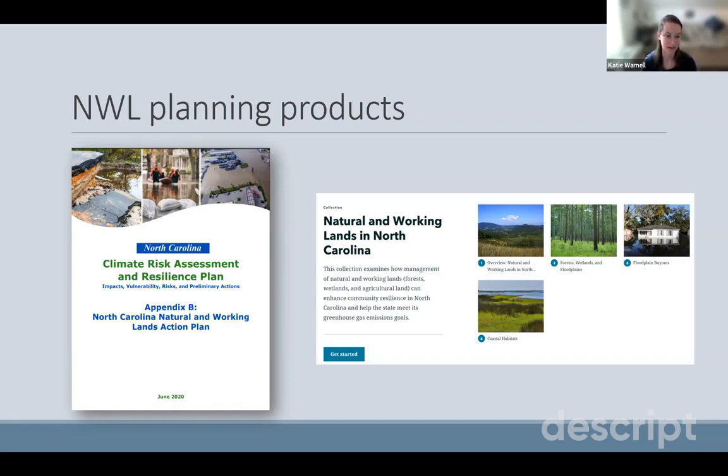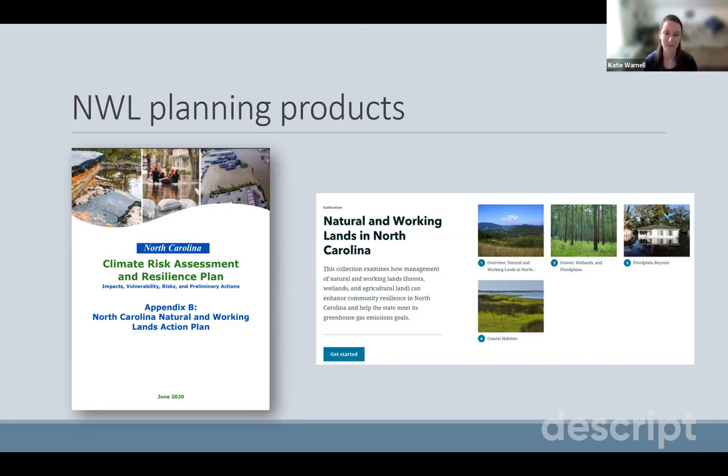And so the DEQ and the other state leads on this, like DHP, are really hopeful that many of the recommendations in the plan can start to move into implementation soon. And then on the right here, we also put together a series of story maps to help translate some of the information that's in that very long and kind of information-dense plan into a product that's a little bit more accessible to the general public.